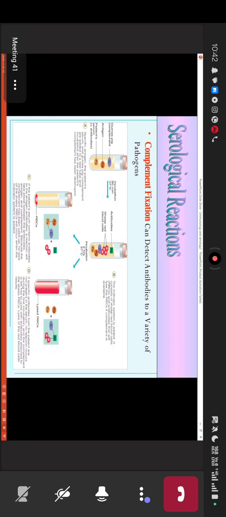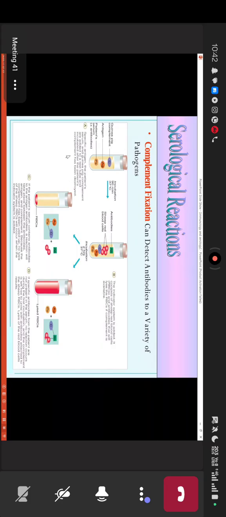The complement fixation. The next reaction is complement fixation. It can detect antibodies to various pathogens. How does it work? With the help of this diagram, we can understand this. So this is your test tube, having the specific antigen. The patient serum and the guinea pig complement are added to the test tube. This is your antigen. This is your patient serum, which contains antibody, and also the complement of guinea pig. Now all the things are added in this tube.